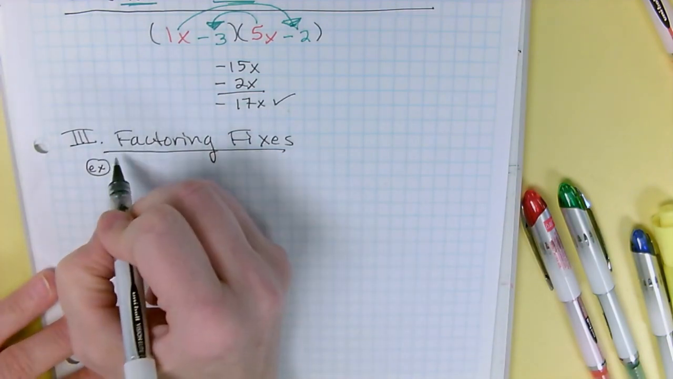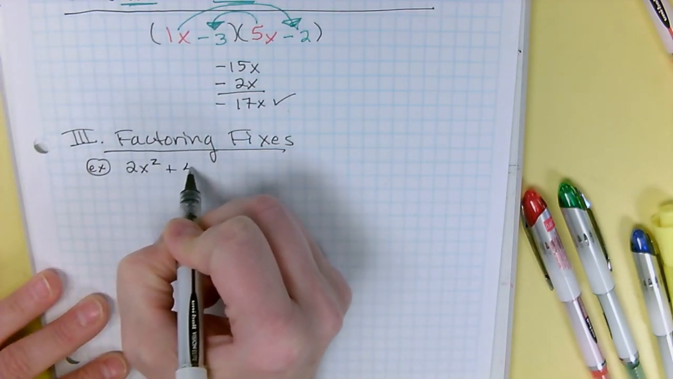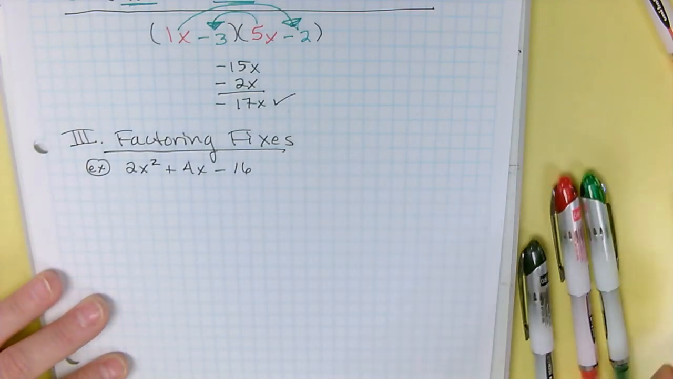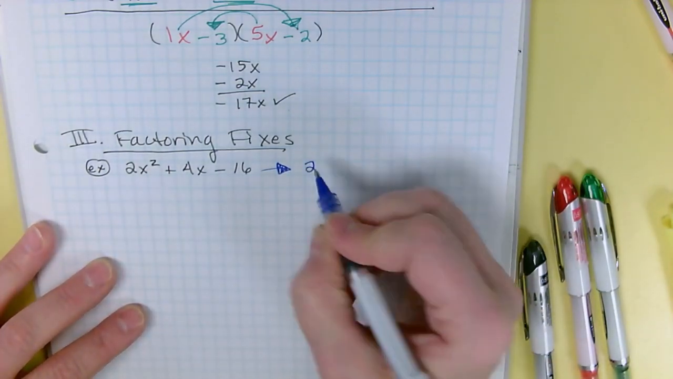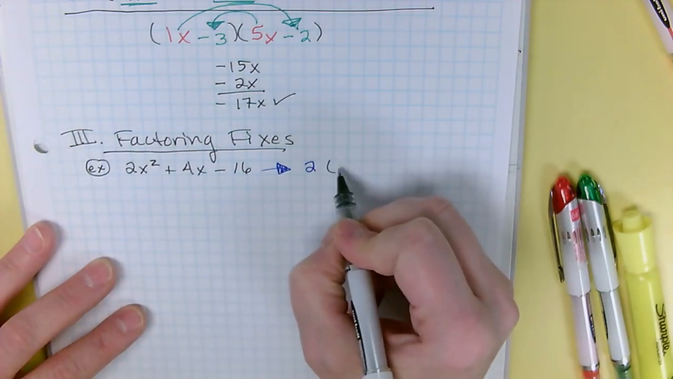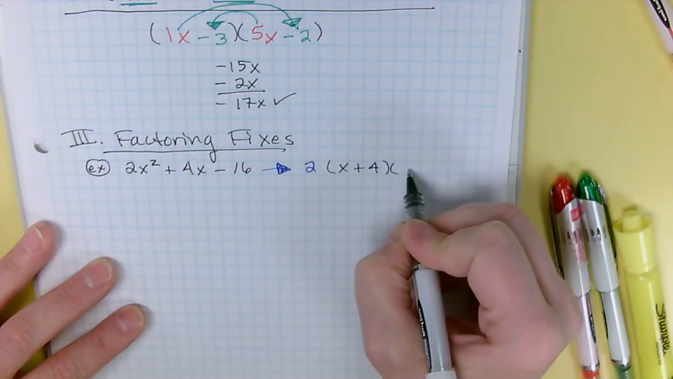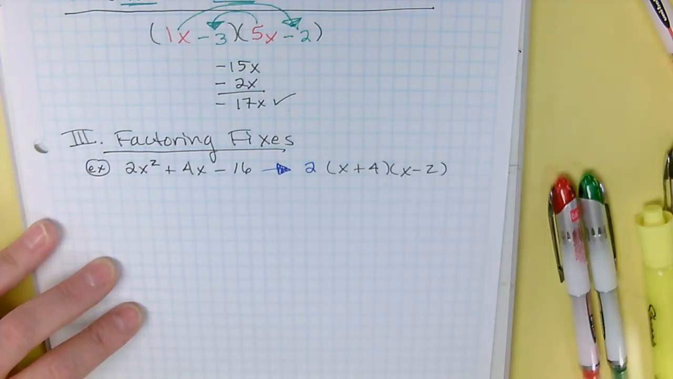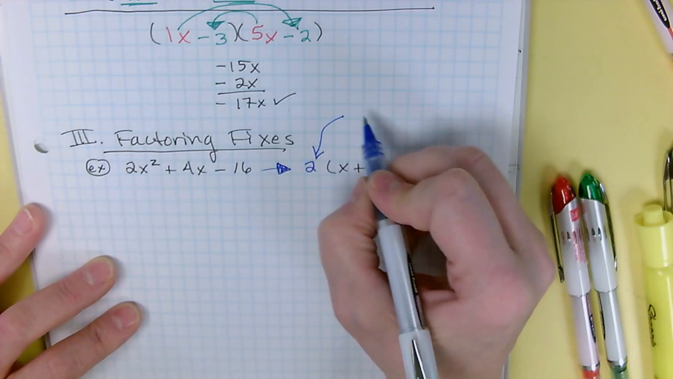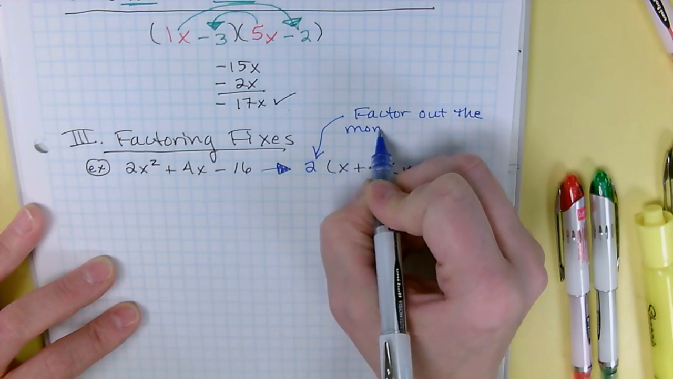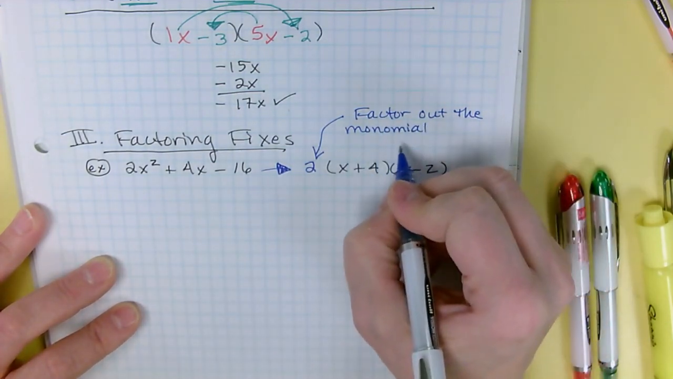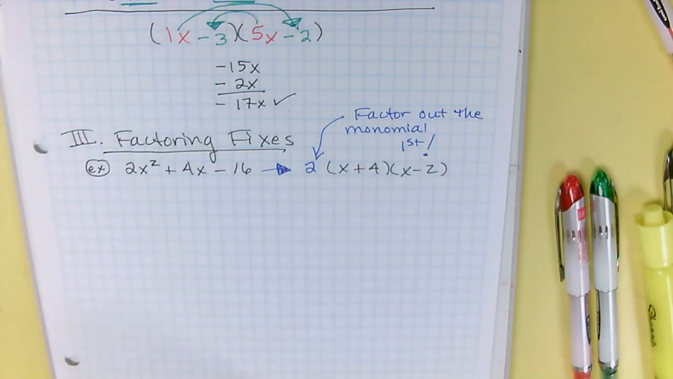So let's do an example. Let's say you've got 2x squared plus 4x minus 16. Now, what you're supposed to do is if you can divide a number out, you need to do it. And they're all even numbers, so you would divide a 2 out, and then you would factor it. This one ends up being x plus 4 times x minus 2. So your job is to factor out the monomial. Monomial means single term. First, before you start factoring, you're supposed to take that 2 out.